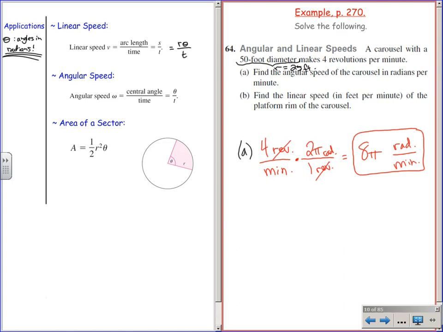And what's letter B asking for? The linear speed in feet per minute of the platform rim of the carousel. AKA if there's a little fly that got stuck on the platform and he's just holding on for dear life, how fast is he going? That's what's going on. Well, linear speed, isn't it? Arc length. Arc length per time.